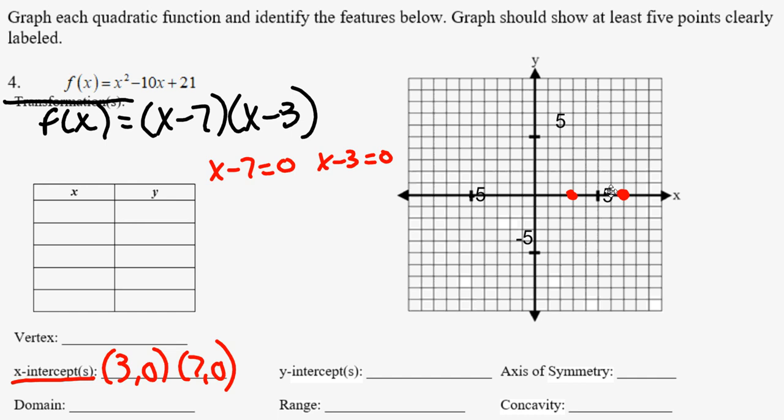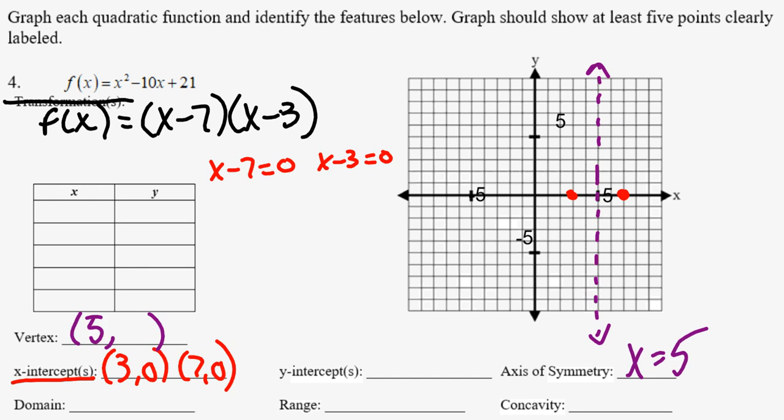Now, remember, these are mirror images of each other, so we have to find in between 3, 0, and 7, 0, because that would represent the mirror, the axis of symmetry. And so that's going to happen at x equals 5.